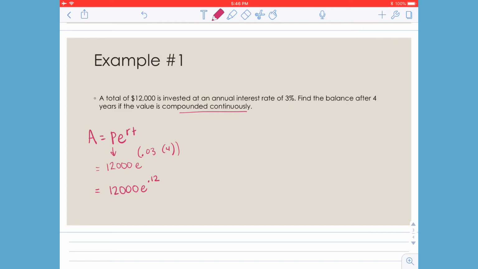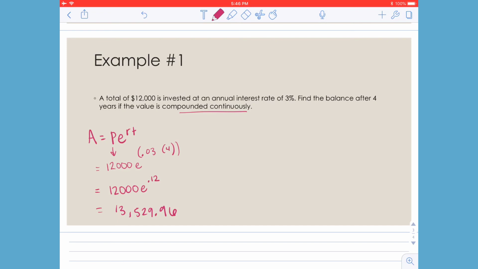So I'm going to type in 12, e to the x, and then times 12,000. Oh, wait, not 12, 0.12. All right, so 0.12, all right, times 12,000. And I get a final value rounded of $13,529.96.